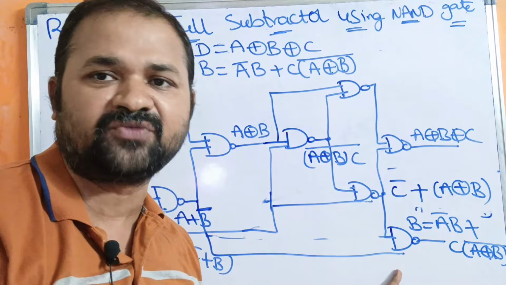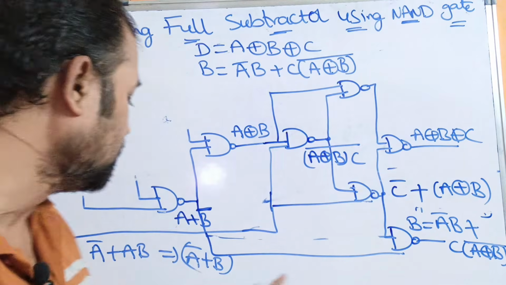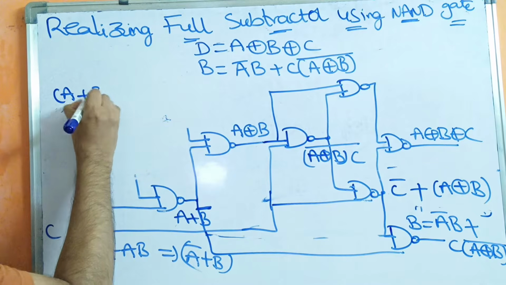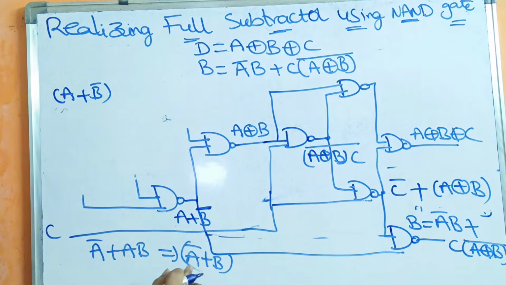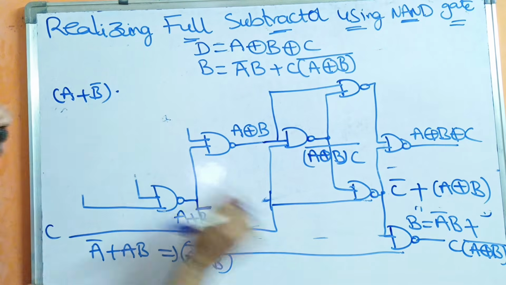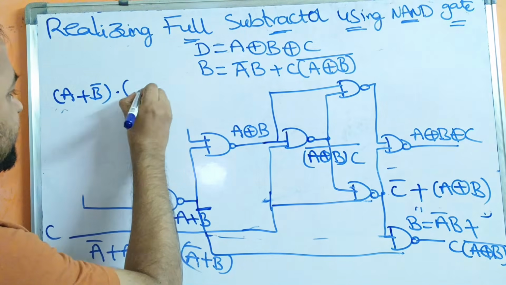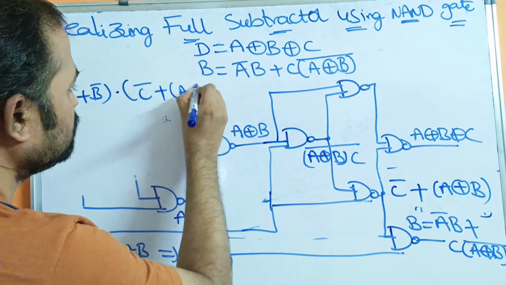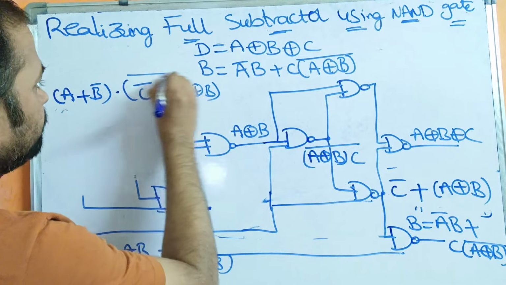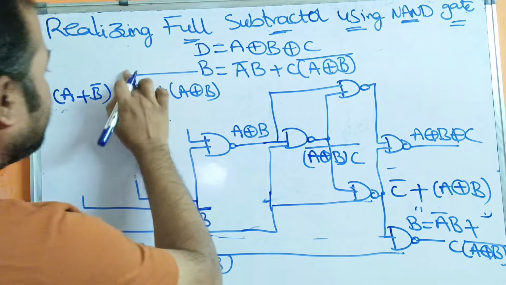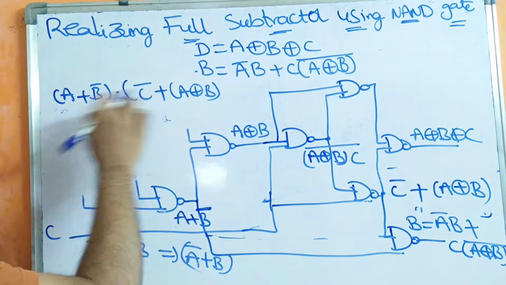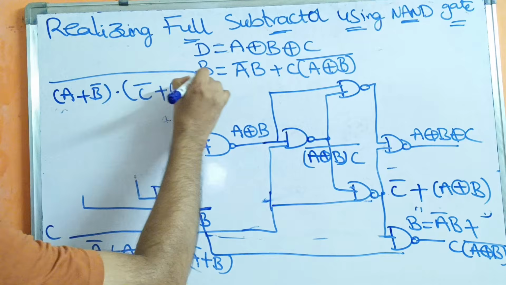So we know the output of the NAND gate, AB whole bar. So what is A here? A means A plus B bar, into what is B here? B means C bar plus A exclusive or B, whole bar. So this is A, this is B, AB whole bar.